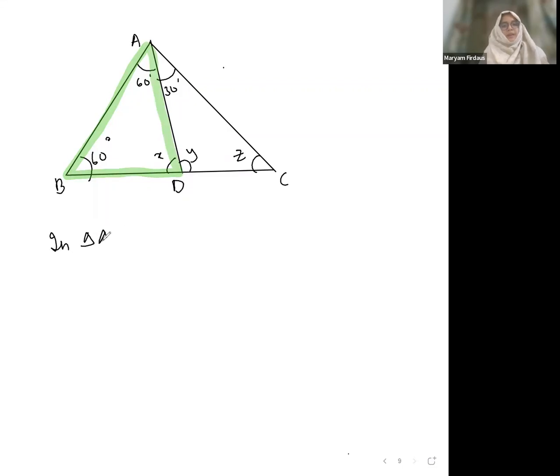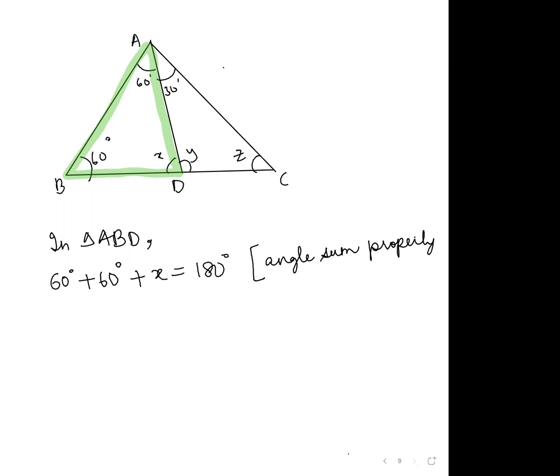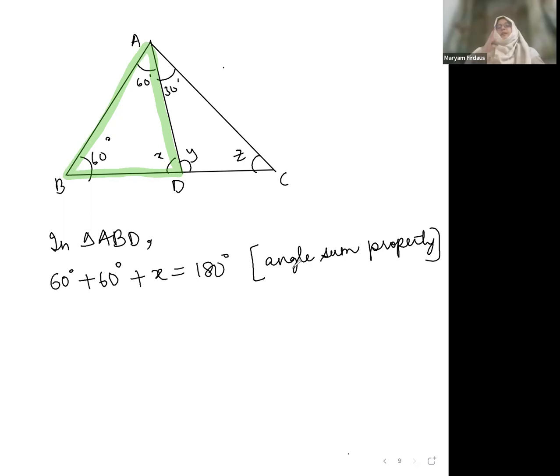In triangle ABD, you write it like this. Then in the next line, you will write 60 degrees plus 60 degrees plus x will be equal to 180 degrees because of, in the bracket, you will write angle sum property. What is angle sum property? Angle sum property says that the sum of all the angles inside a triangle is equal to 180 degrees.